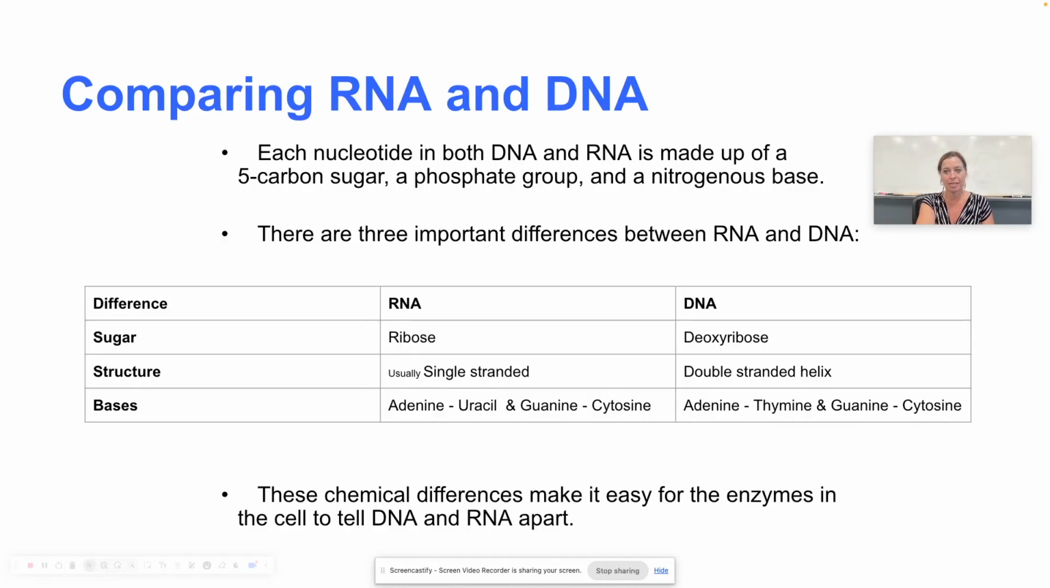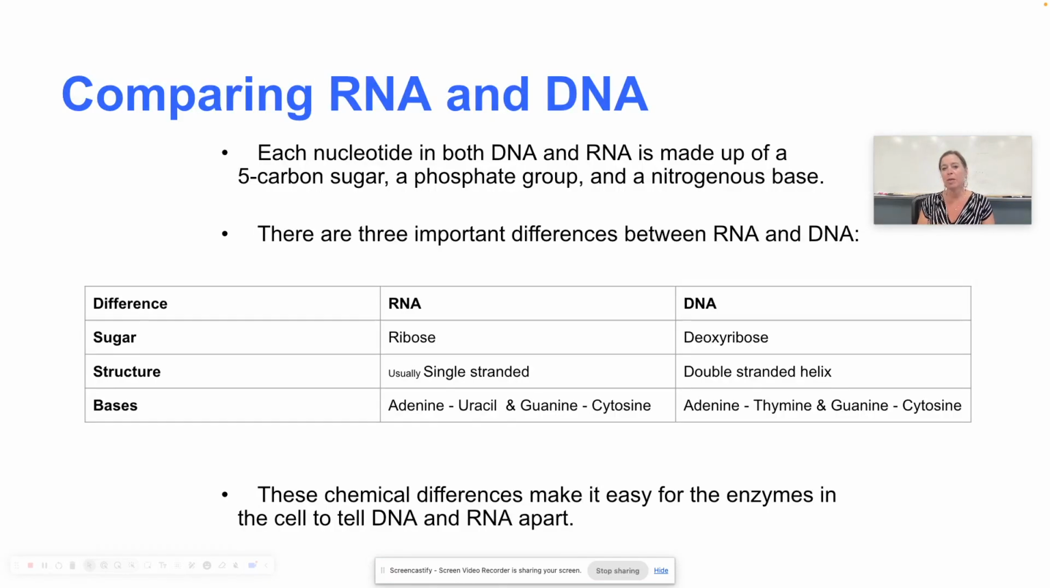So if I was to look at RNA versus DNA, we're going to be talking about two different types of nucleic acids in this unit. One is RNA, ribonucleic acid, and one is DNA, which we've been talking about for ages now, deoxyribonucleic acid. They're both nucleic acids, so they're both made out of strings of nucleotides that have a 5-carbon sugar, a phosphate group, and a nitrogen base.